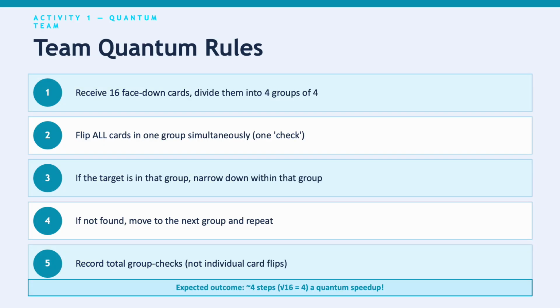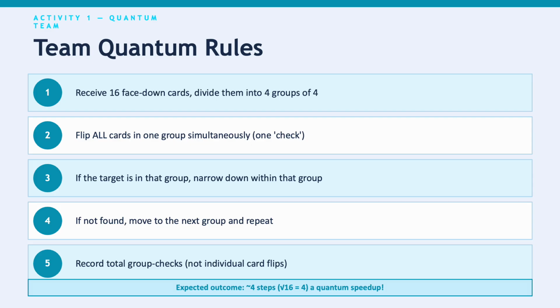Team Quantum rule. So if you made yourself Team Quantum, for example, your approach is different and represents how Grover's algorithm works. You will receive the same 16 face down cards, but before you start, you will divide them into four groups of four cards each. This grouping represents the way a quantum computer considers multiple items simultaneously. Your first move is to reveal all four cards in one group at the same time. That counts as one step.